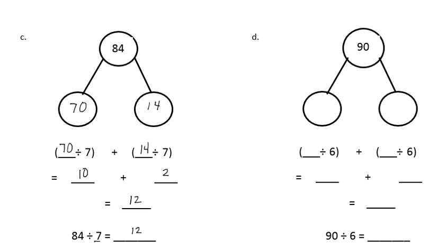For the last problem, I have 90 and I'm dividing by 6. I can try 60, and that leaves 30 for the other part. 60 and 30 make 90. 60 divided by 6 is 10. 30 divided by 6 is 5. Combine those and I get 15. 90 divided by 6 is 15.